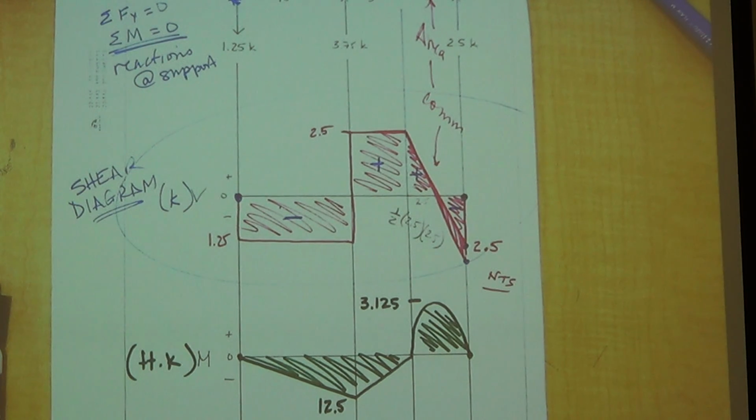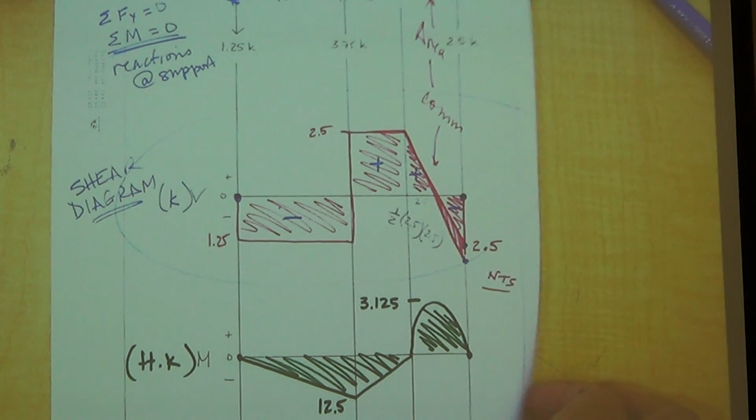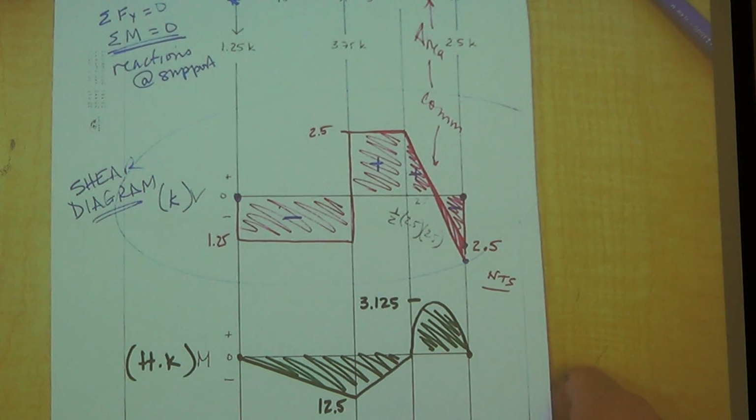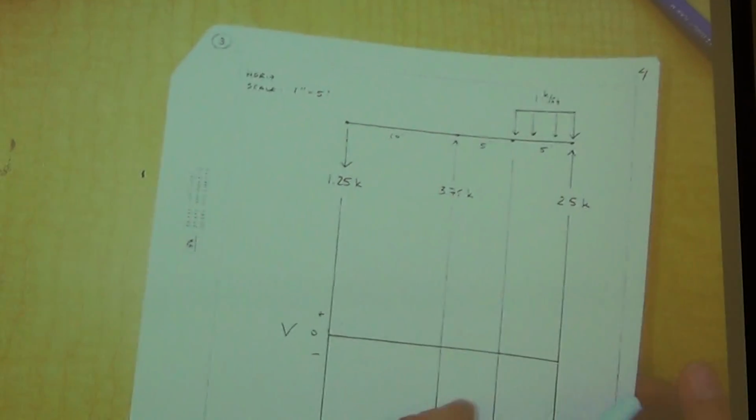I really want to finish the last two problems so you're comfortable. What's the maximum shear? 12.5, where? 10 feet from the left. Okay, Santiago, we're up to you.